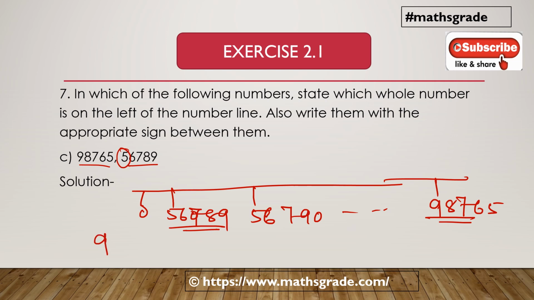So 98,765 is greater than 56,789. And on this number line, 56,789 is on the left hand of the number line. So 56,789 is on the left of the number line, and 98,765 is greater than 56,789. So the appropriate sign is the greater than symbol.